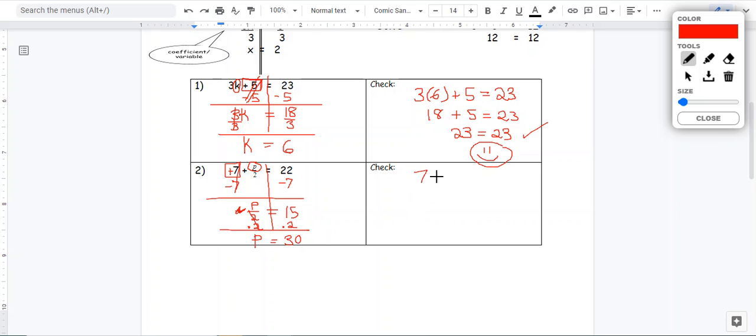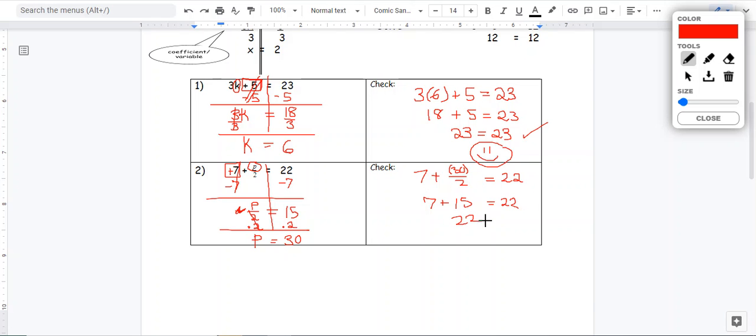If we evaluate by substituting it back in, we get 7 plus, and then our number, our p, divided by 2 should equal 22. Our p was equal to 30, so we substitute that back in, and we get 7 plus, 30 divided by 2 is 15.